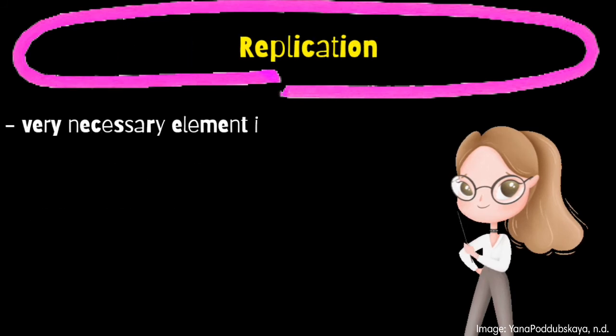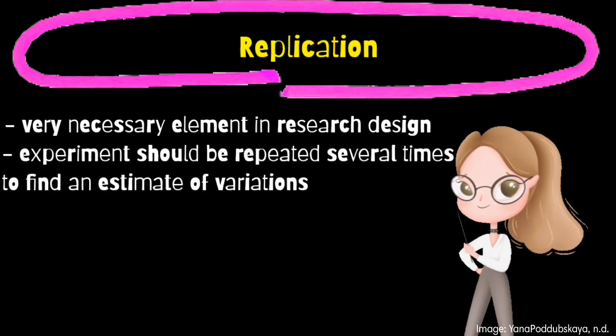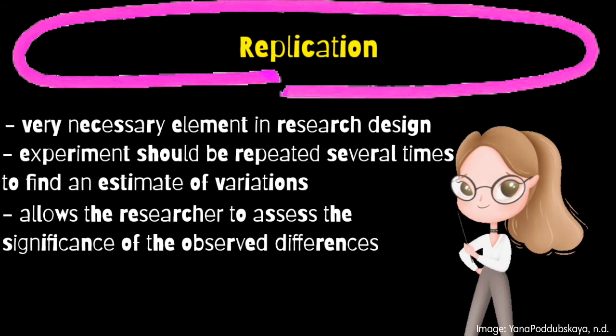Replication is a very necessary element in the design of any research. Doing just the basic experiment is not enough. The experiment should be repeated several times to find an estimate of variations among observations on the group of subjects treated alike. Replication allows the researcher to assess the significance of the observed differences. Only through several repetitions of the experiment will statistical tests of significance be possible.